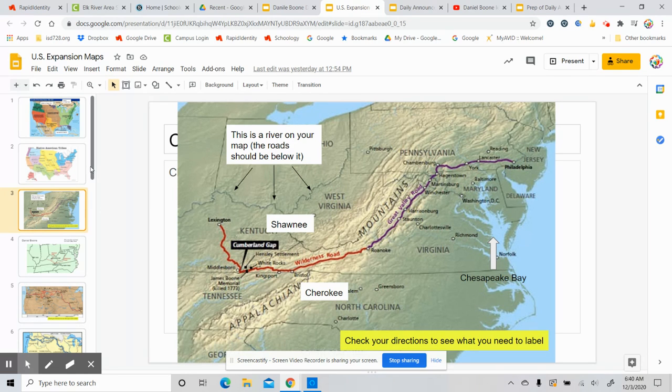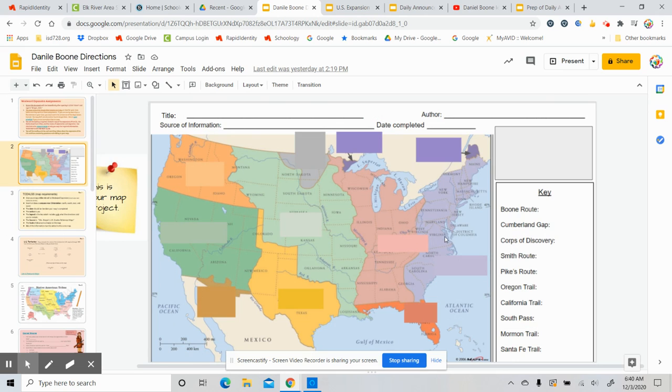So what does that look like on your map? Let's come back. So here is Chesapeake Bay. His path is going to start above Chesapeake Bay, almost follow the border.